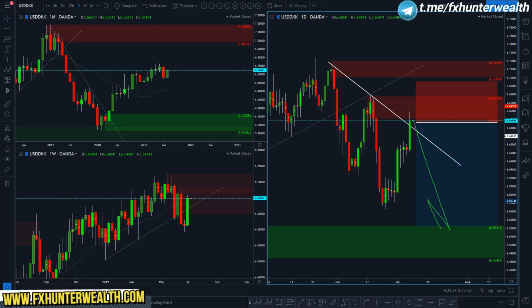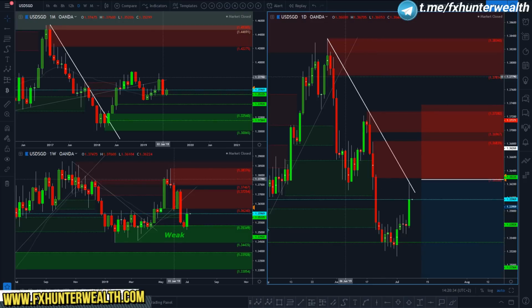Right now it looks like a short here as the euro looks like a long, but I would not take it on this one, because of course the swaps are much bigger, so the euro long is better than this one. US dollar, Singapore dollar.